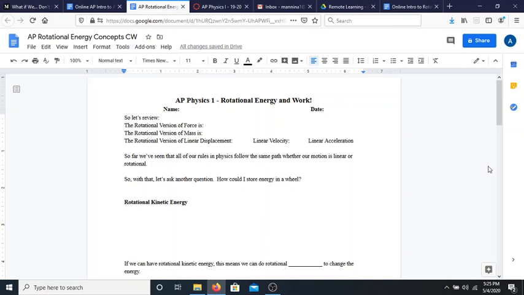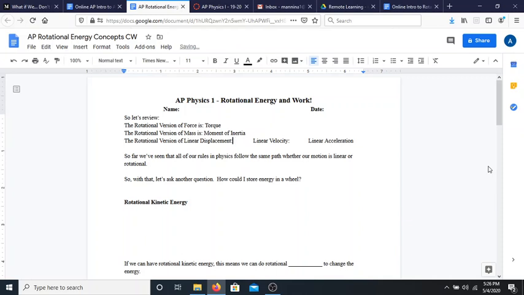So the first thing we talk about is the rotational version of force. Remember that is a torque. And that is basically a force that is applied some distance away from the turning point, and it's going to cause something to rotate. The next thing is the rotational version of mass. Now that's that weird thing we discussed in the last video called the moment of inertia. And remember, that is basically a measurement of an object's mass and how far away all the mass is from the axis of rotation.